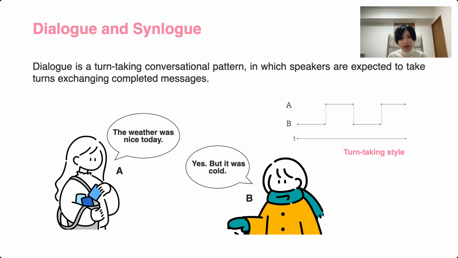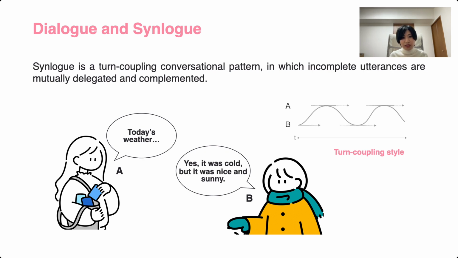First, dialogue, as you know, is a conversational pattern in which speakers are expected to exchange complete messages in turn-taking. On the other hand, synlogue is a turn-coupling conversational pattern in which incomplete utterances are mutually delegated among speakers and complemented in cooperative overlapping manners.